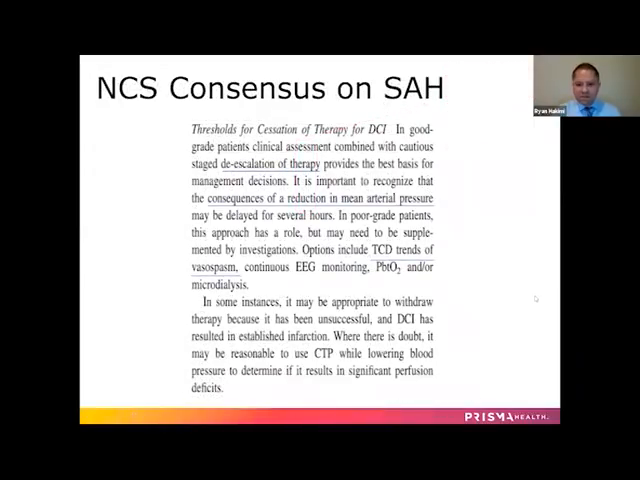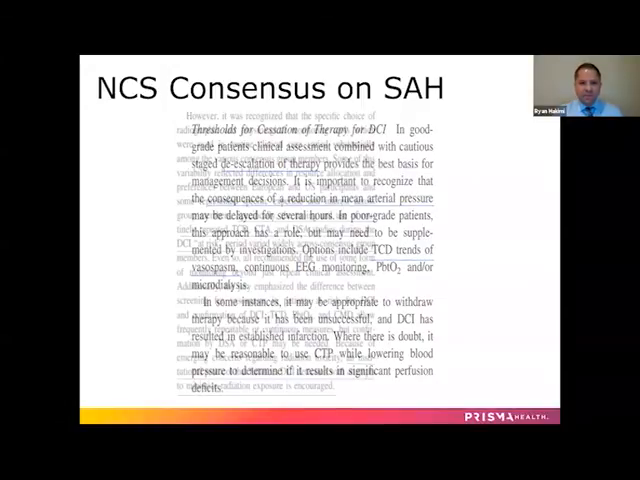What does our own Neurocritical Care Society say about this? It says that TCD is a good strategy for de-escalation of therapy and to determine what the consequences of reductions in mean arterial pressure are. At some point, we have to declare victory and send the patient out of the ICU. TCD is a good monitoring tool to determine when that is safe and effective.